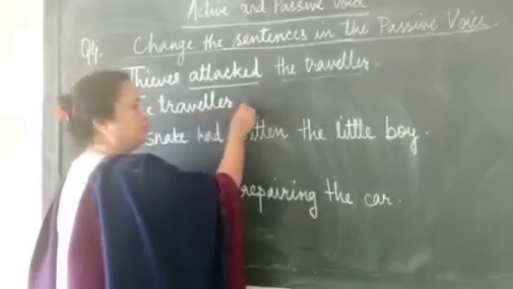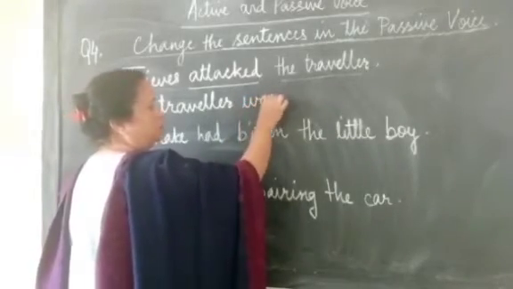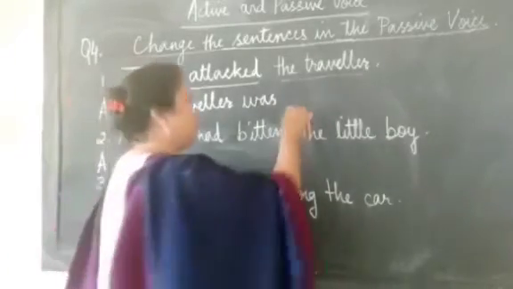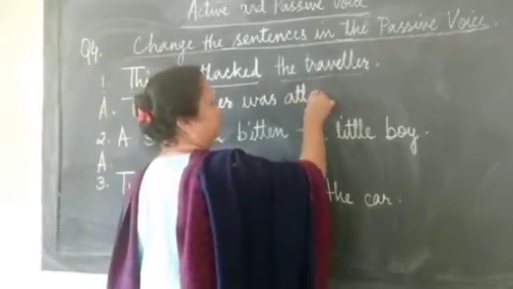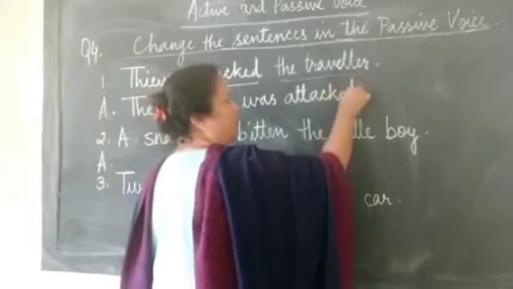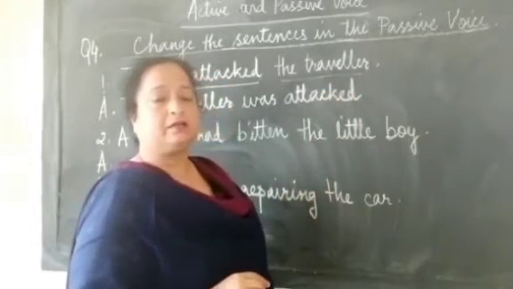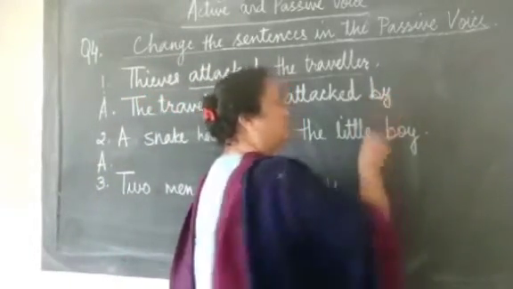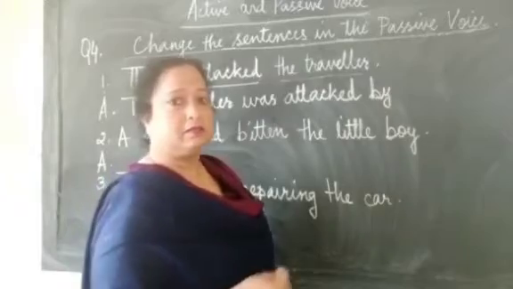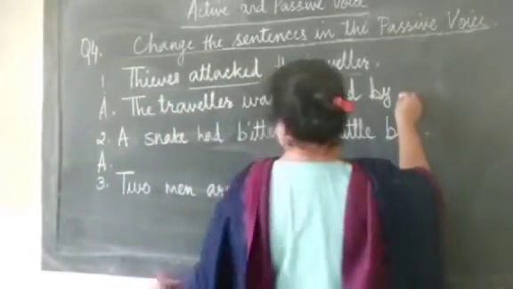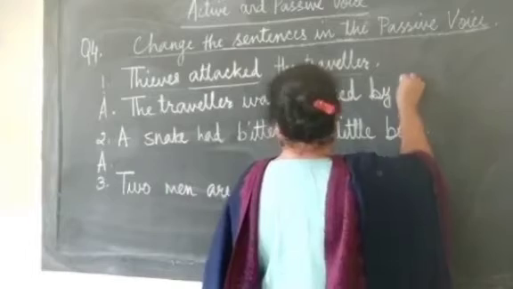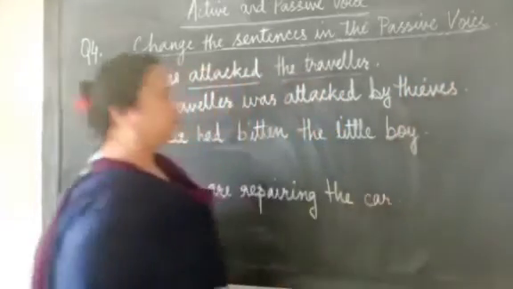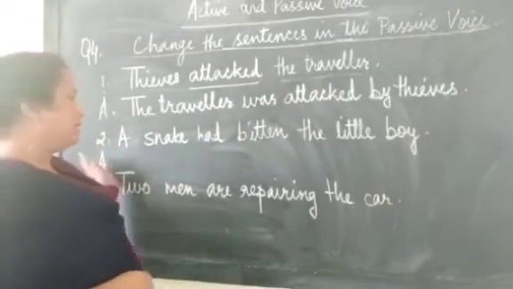The traveler is the singular subject, so we will use was, and then we write the V3 form of the verb, which is attacked. Now, after writing the verb, we need to add the agent. So, the preposition by, and after that we will be writing the new object. So, the traveler was attacked by thieves. Now children, let us look at the next sentence.